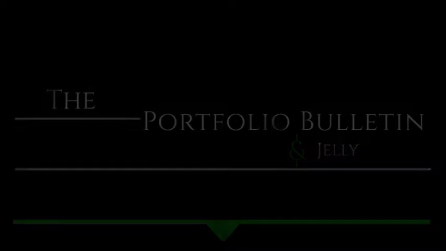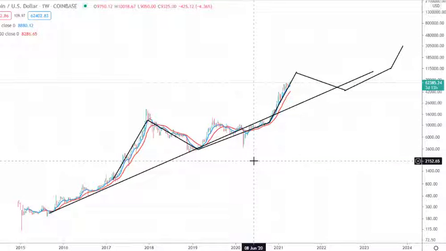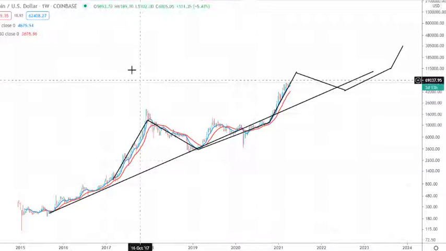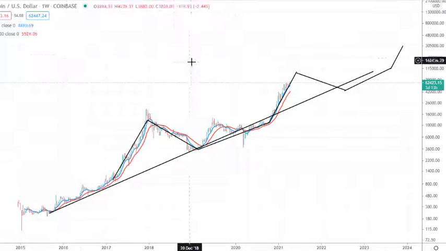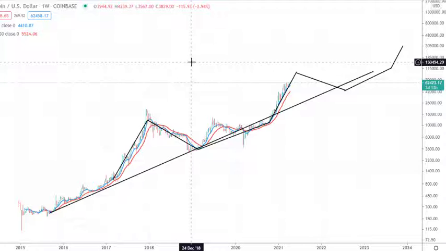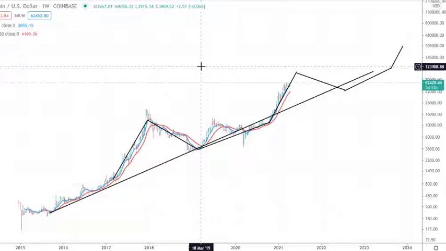Let's get started. So I want to start off here with the logarithmic scale for Bitcoin, and you can see up here this is the weekly chart on TradingView. Strongly suggest you try out TradingView if you're going to do any kind of charting. It's definitely the best that I've seen, as well as being free for most applications.